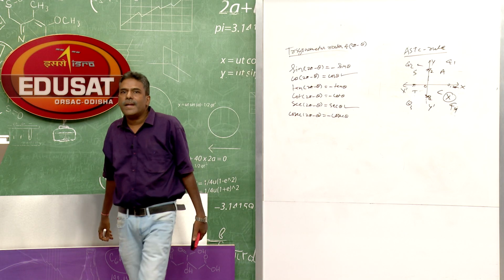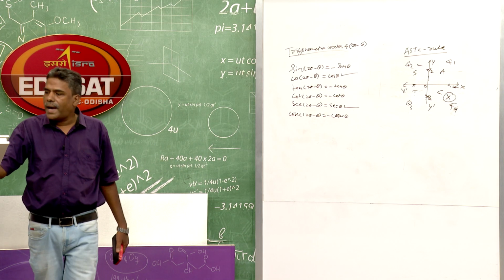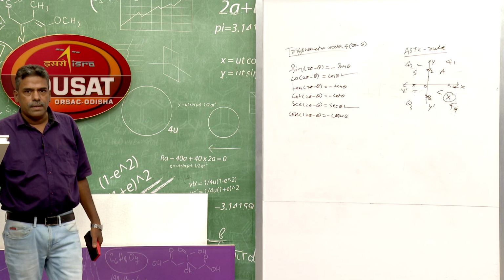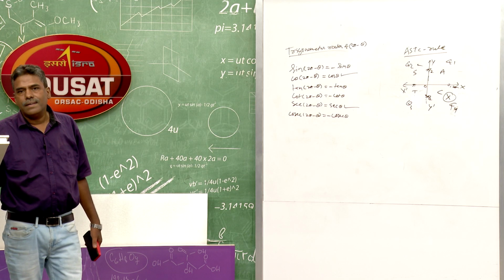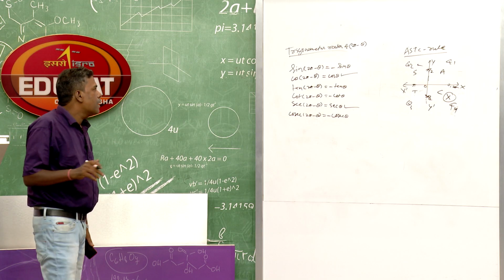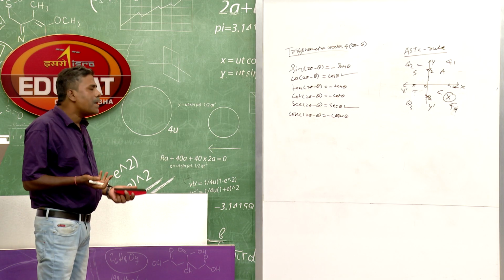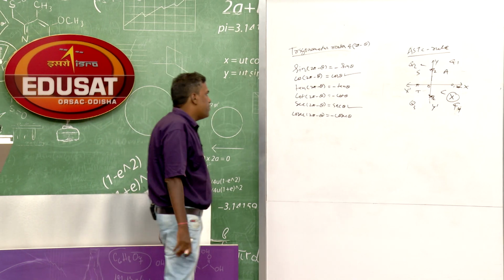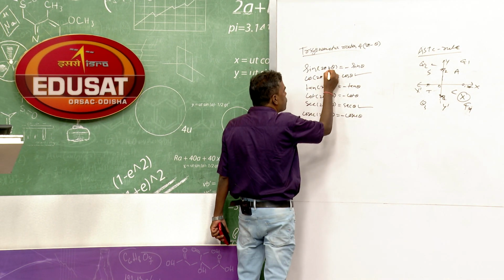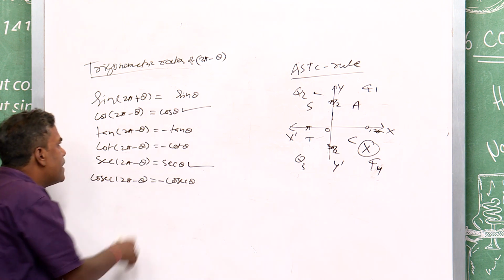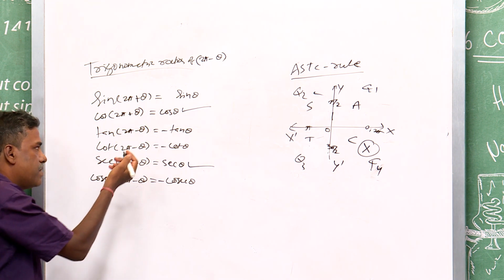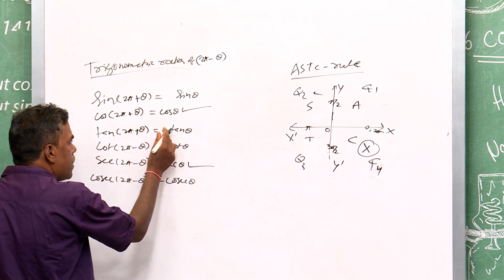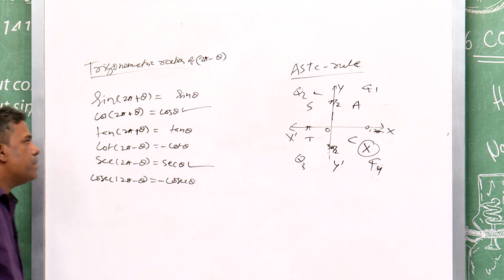Then trigonometric ratios of 2 pi plus theta. 2 pi plus theta is an angle in quadrant 1. In quadrant 1 all are positive. So, sin 2 pi plus theta is equal to sin theta, cos 2 pi plus theta is equal to cos theta, tan 2 pi plus theta is equal to tan theta, positive.